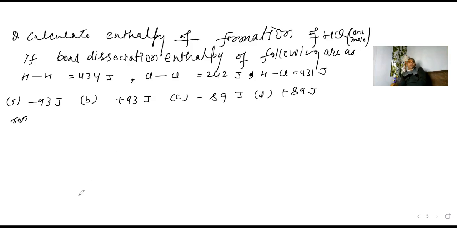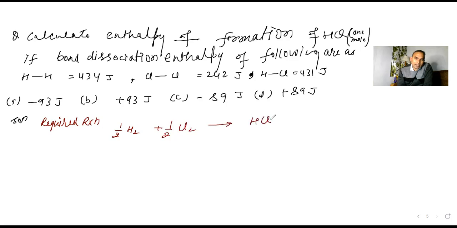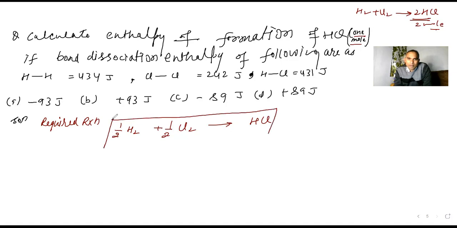The one thing we need to keep in mind is the reaction. How to write the reaction? We have to write the required reaction ourselves. The required reaction is 1 by 2 H2 plus 1 by 2 Cl2 giving HCl. Otherwise, some students will write H2 plus Cl2 giving 2HCl, which is 2 moles. But here enthalpy of formation is talking about 1 mole, so you have to take half of this. Now I am changing the equation.